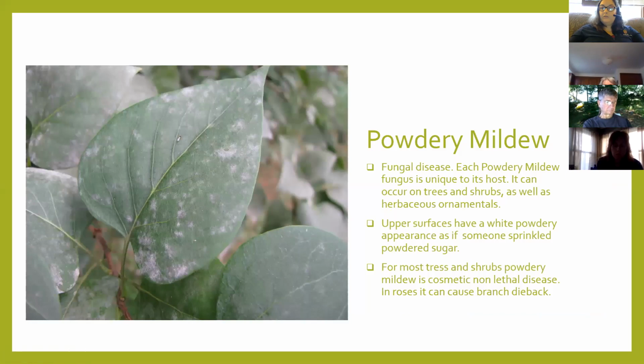And then powdery mildew. Each one is unique to its host. So if you have powdery mildew on your lilacs and powdery mildew on your tomatoes, you have two different powdery mildews. And it can affect trees, shrubs, herbaceous ornamentals, vegetables, fruits. It's pretty common, and it looks just like the name says, this powdery substance, almost like powdered sugar. For most trees and shrubs, it's a cosmetic, non-lethal disease.